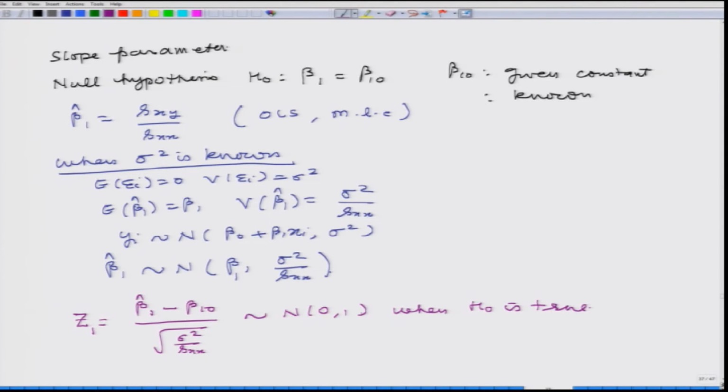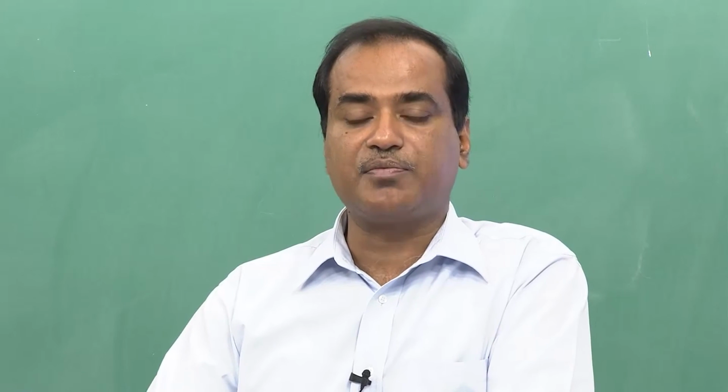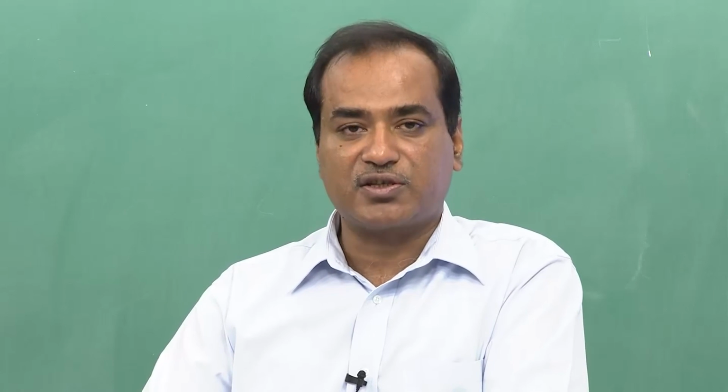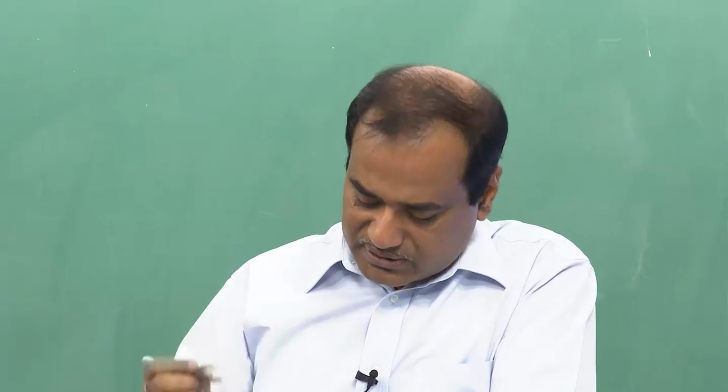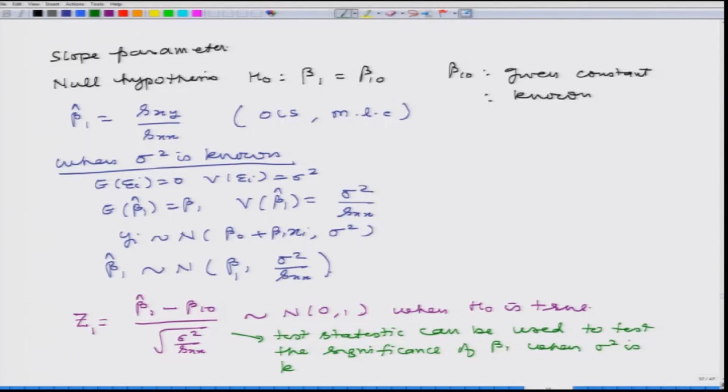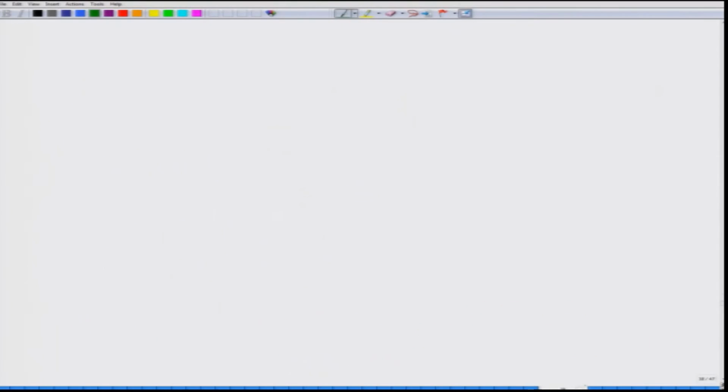So let me denote this statistic as Z1. Z1 is the test statistic that can be used to test the significance of the slope parameter when sigma square is known. So this test statistic can be used to test the significance of beta 1 when sigma square is known. How to get it done?